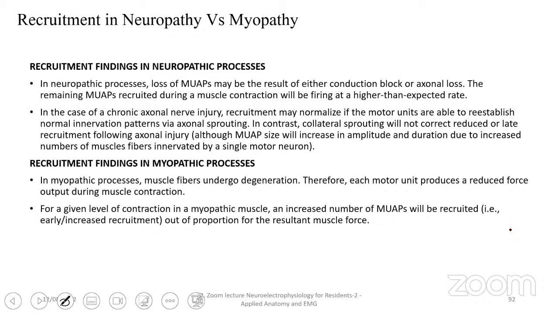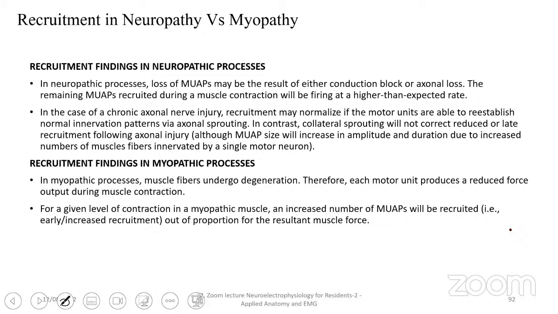In neuropathic process, loss of MUAPs may be the result of either conduction block or axonal loss. The remaining MUAPs recruited during a muscle contraction will be firing at a higher than expected rate. In the case of chronic axonal nerve injury, recruitment may be normalized. The motor units are able to re-establish normal innervation patterns via axonal sprouting.